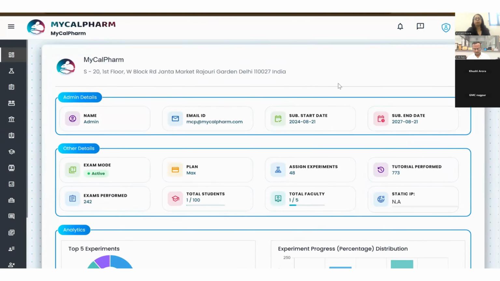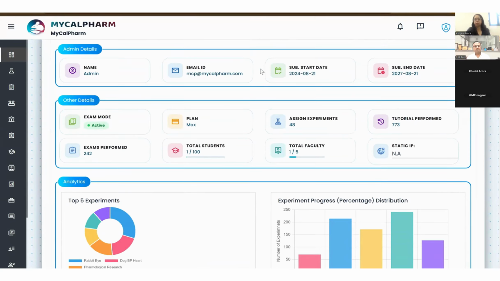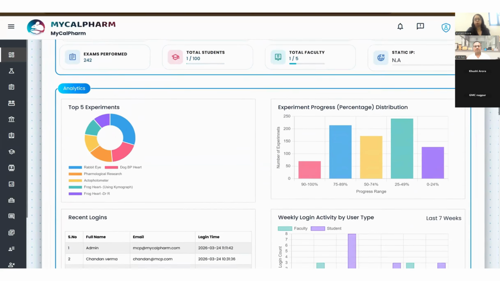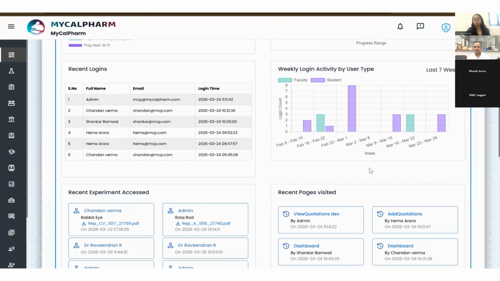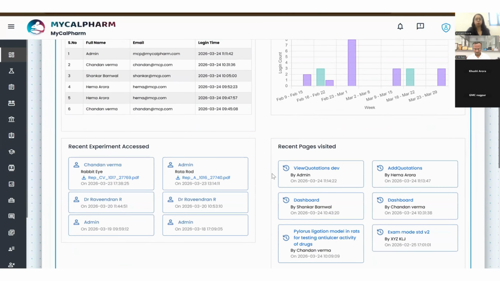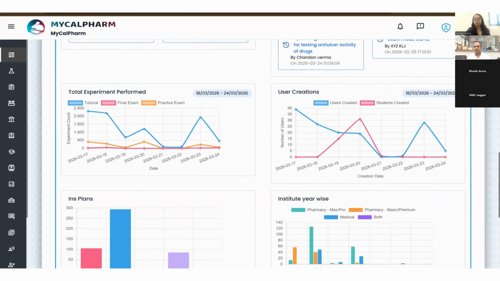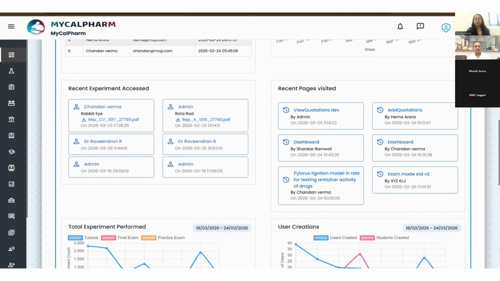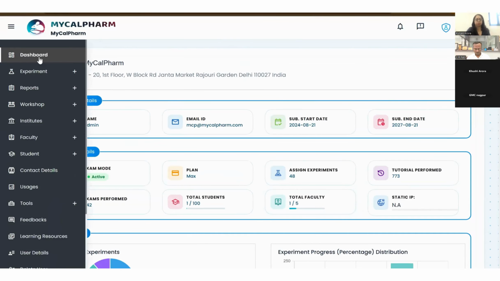Regarding the dashboard, I will be telling you, suppose you were just logging into the dashboard of MyCalPharm. So you will be able to see the subscription date, how many experiments are there, how many experiments are open to you, who have logged in up till now. The faculty will be able to see what exactly is the weekly activity report of all the students, what are the recent experiments or the recent page, or how many experiments are being conducted in 1 week or say 1 month. So the faculty will be having access to all the things in MyCalPharm.